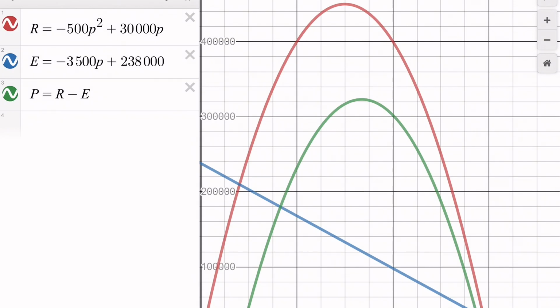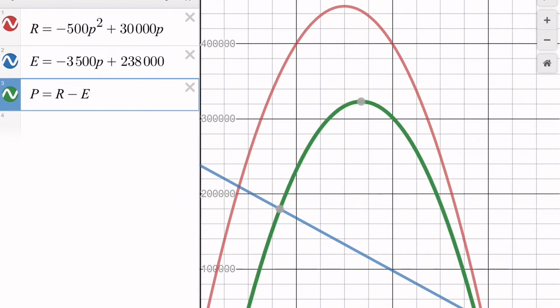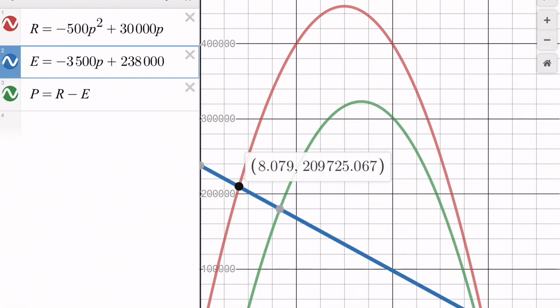So we have profit in green. So here's my profit function. So what do these 0 profit points mean? They're right here. Well, if I follow, I kind of wish I had a pointer here and I don't, if I follow this point 8.079 upwards, I actually get to this point up here, right? And you can kind of see that it's the same exact price.